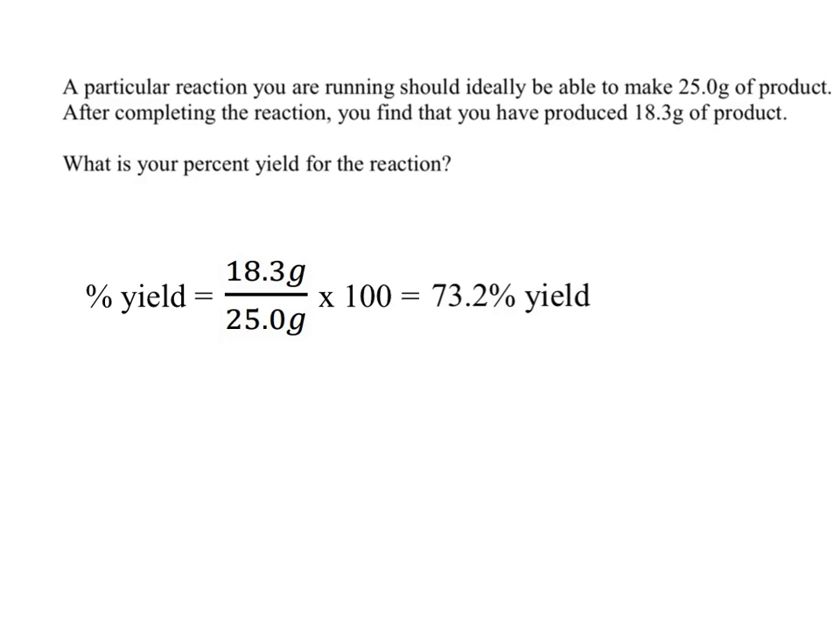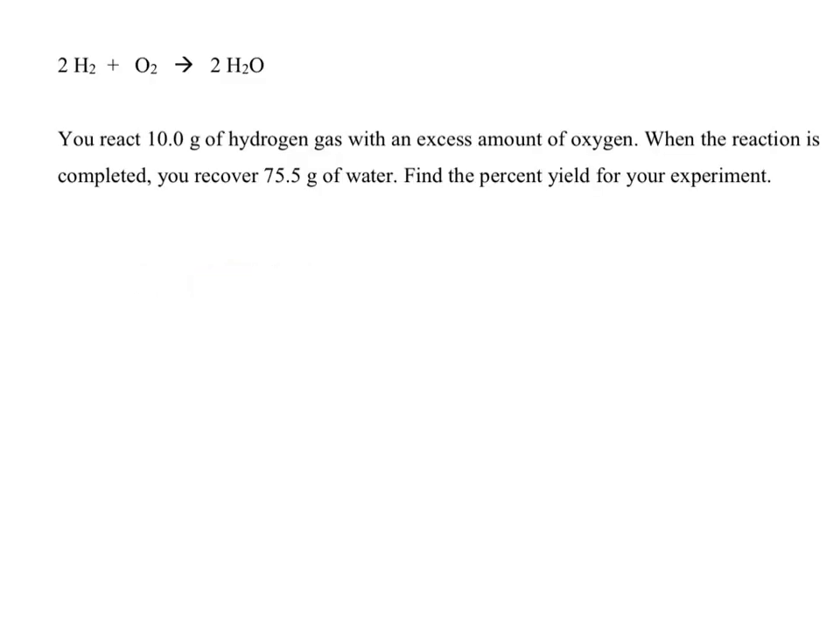Okay, so this is fine if you're told how much you should ideally be able to produce. Again, stoichiometry is what allows us to calculate how much we should be able to produce. So let's try another problem where we actually have to use stoichiometry to find that ideal amount first. 2 moles of hydrogen gas plus 1 mole of oxygen gas react to produce 2 moles of water. You react 10.0 grams of hydrogen gas with an excess amount of oxygen. When we say excess amount of oxygen, remember that this just means that we have more than we need for the process. We don't have to worry about it. The hydrogen gas is what's going to run out first, and the oxygen is something we just don't have to care about. When the reaction is completed, you recover 75.5 grams of water. Find the percent yield for the experiment.